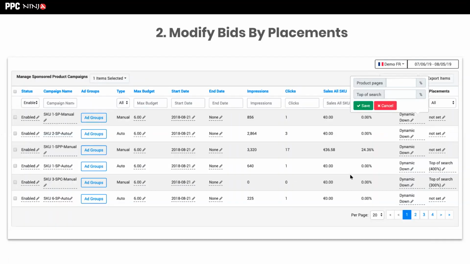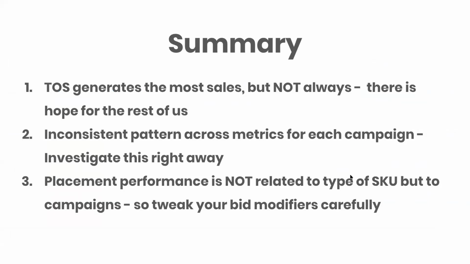Okay, so those were the two action points that we wanted to go over. And the summary of today's discussion: first of all, top of search generates the most sales, but not always, because there might be some gems hidden in other placements that you want to go find. And there is hope for the rest of us, because top of search is super competitive. By the way, across the board, $1 seems to be the standard cost per click, or at least it's probably that artificially set base that Amazon wants people to bid on.